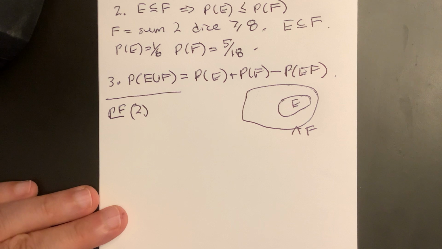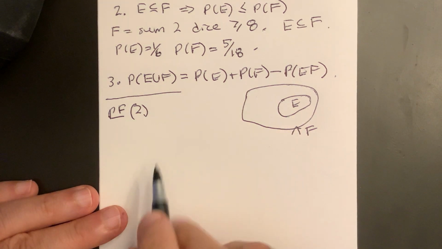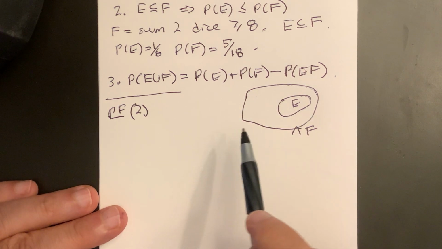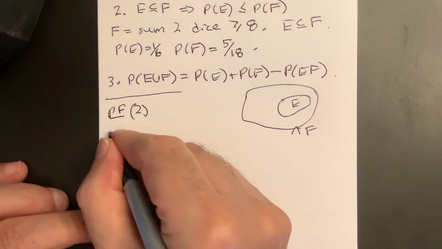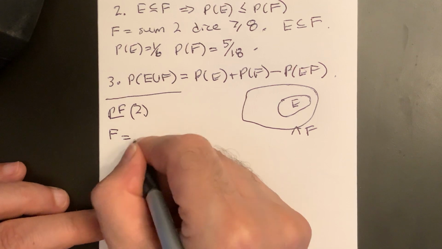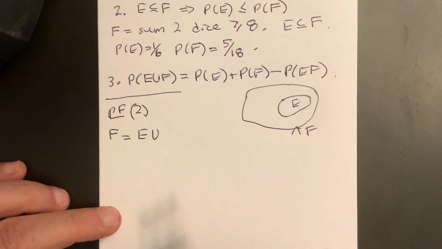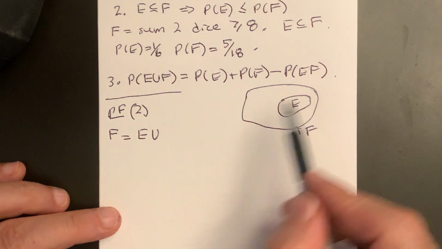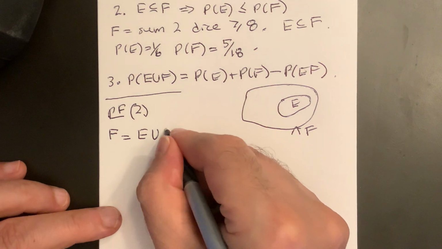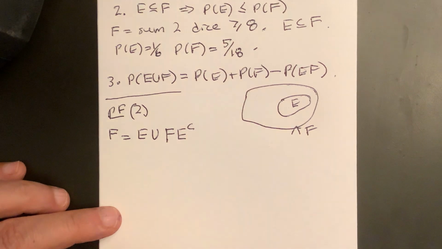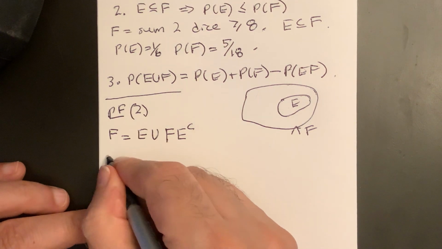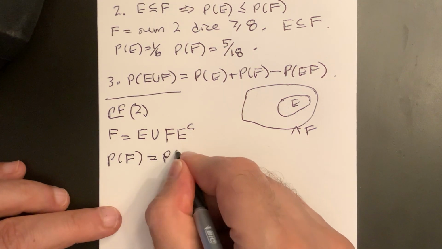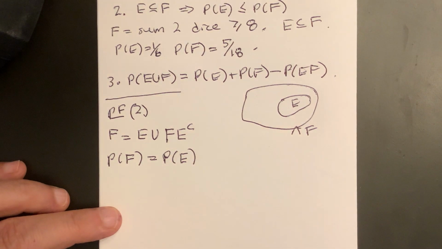So probably the simplest thing usually with a lot of these is to make a decomposition of the largest event in terms of other events that are mutually exclusive. So we can say F, we know, is equal to E union. Now what set is mutually exclusive with E that will create F? Well, it's everything outside of E, right? So that I can call F intersection E^C. Now these are mutually exclusive. So I know the probability of F is equal to the probability of this union, but they're mutually exclusive, so I'm using axiom 3 there.